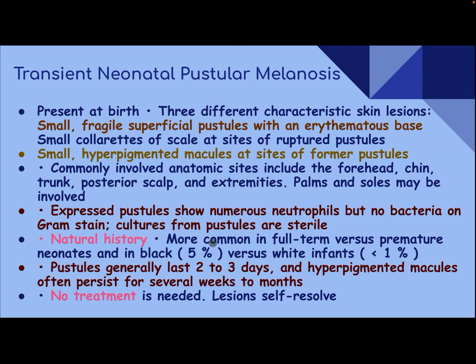Natural history. More common in full-term versus premature neonates, and in Black infants, 5%, versus White infants, less than 1%. Pustules generally last 2 to 3 days, and hyperpigmented macules often persist for several weeks to months. No treatment is needed; lesions self-resolve.